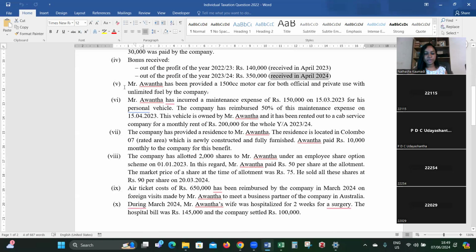And then number 5, Mr. Avantha has been provided a 1500cc motor car for both official and private use with unlimited fuel by the company.